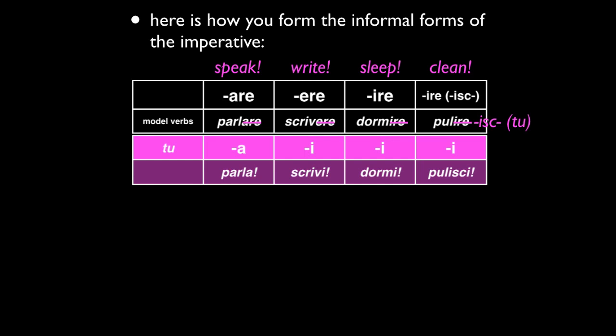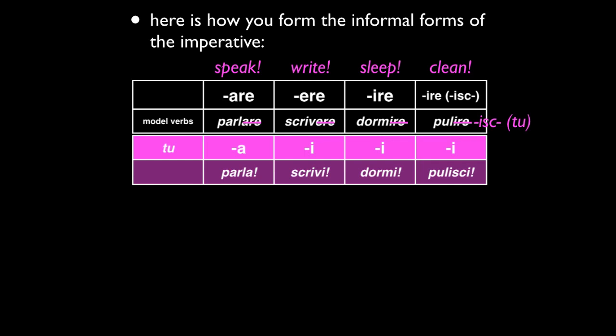Now this is if you're talking to a friend or a family member, somebody that's close to you, somebody your age, somebody you've established a rapport of informality with. You're going to avoid this in formal situations, like when talking to a doctor or your teacher or something, somebody where there's a distance between you.